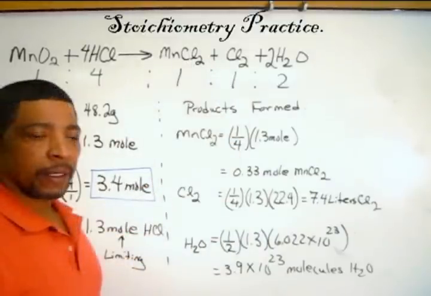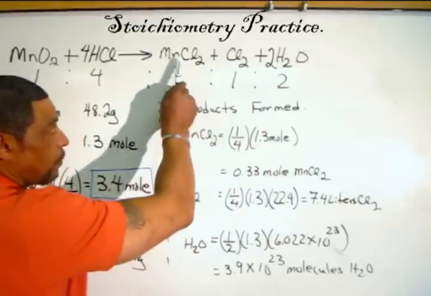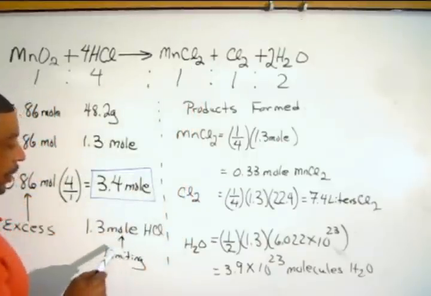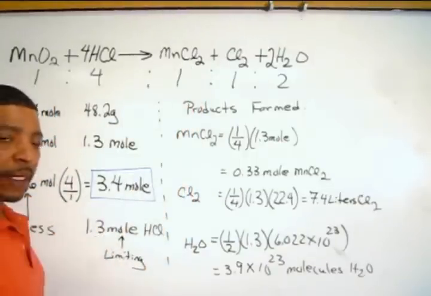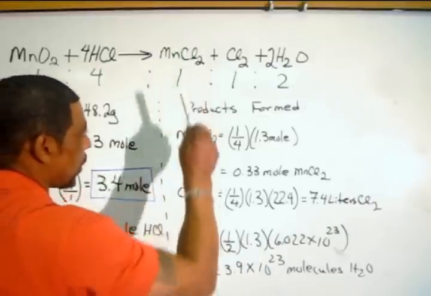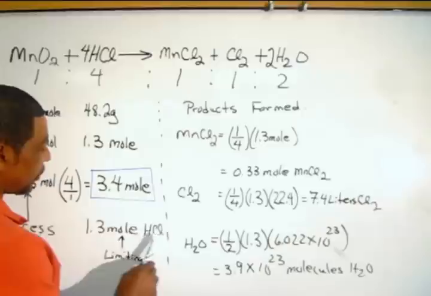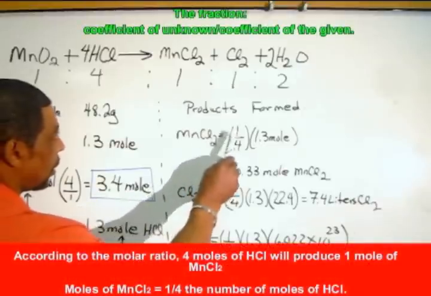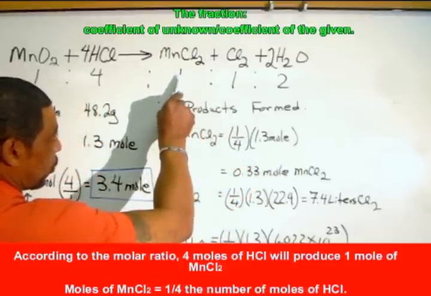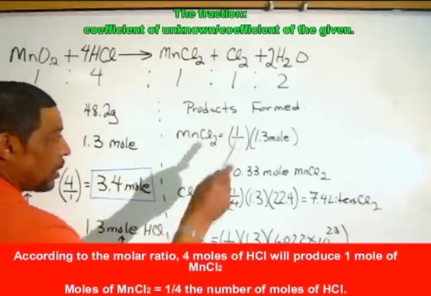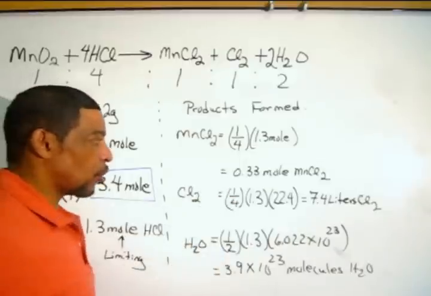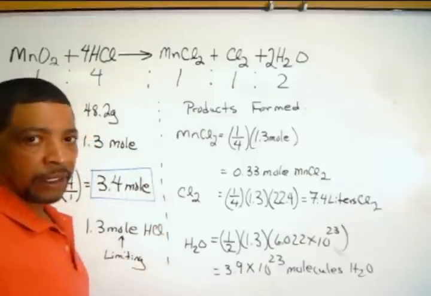Now that the limiting reagent has been identified, it is possible to determine the amount of each product formed. Suppose we wish to determine the number of moles of manganese 2 chloride formed. The amount formed will depend on the amount of limiting reagent consumed. It is known that 1.3 mole of HCl was consumed. To determine the amount of manganese 2 chloride formed, multiply the amount of the limiting reagent, which is 1.3 mole, times a fraction created from the molar ratio, where the 1 represents the numerator and the 4 represents the denominator, which will equal 1/4. So 1/4 of 1.3 is equal to 0.33 mole of manganese 2 chloride.